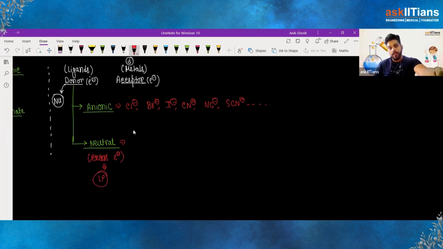Example: ammonia, nitrogen; water, oxygen, 2 lone pairs. What else? Ethanol. You try to give an example now. Try to think about one. See, ammonia and ammonia derivatives are all going to be in the same category. Then we have carbon monoxide, we are going to call it carbonyl. This is also there. Then we have nitrosyl.